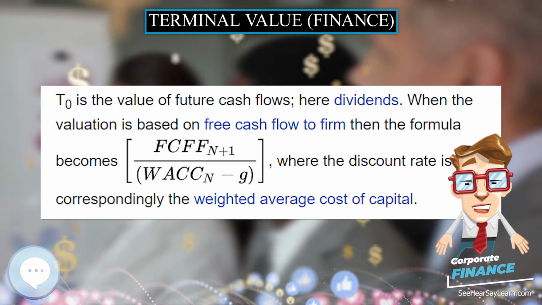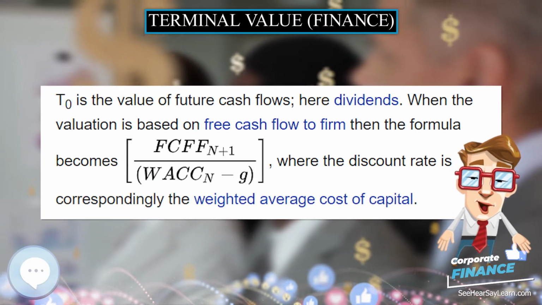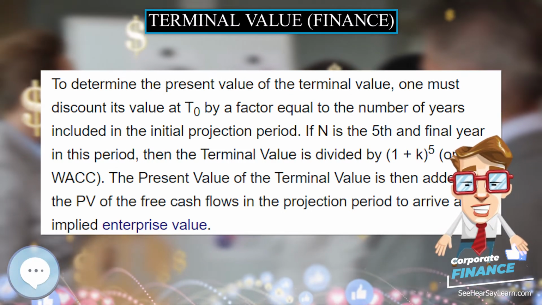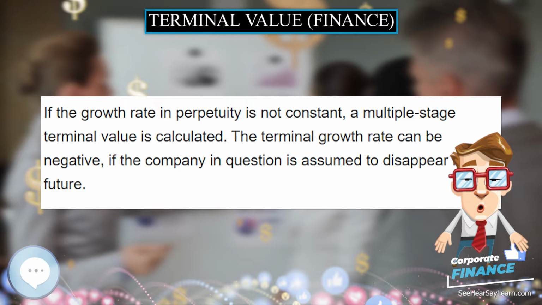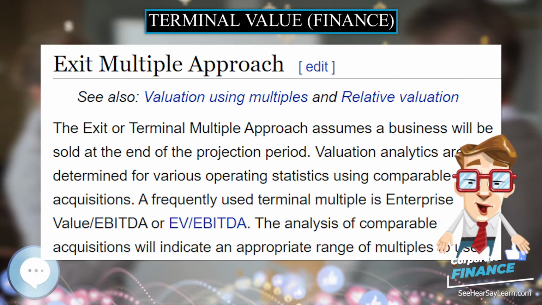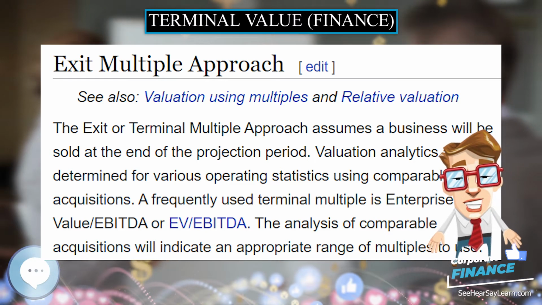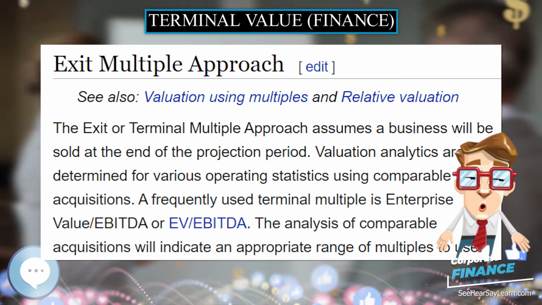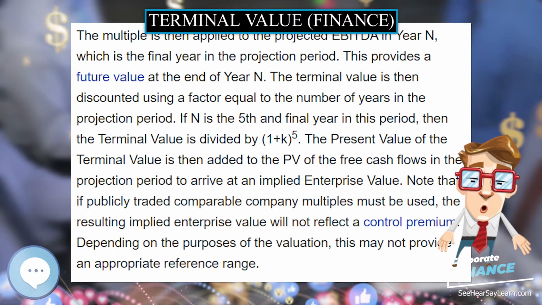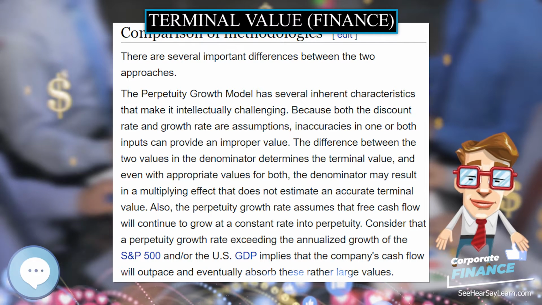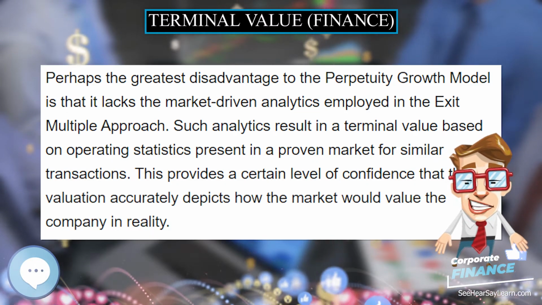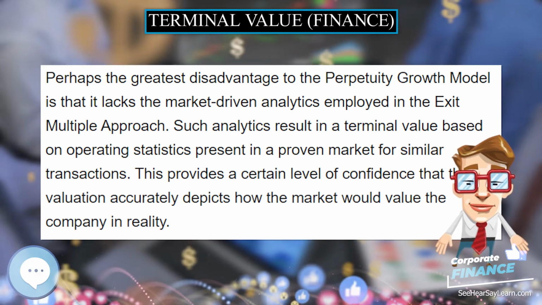Here, the projected free cash flow in the first year beyond the projection horizon, n+1, is used. This value is then divided by the discount rate minus the assumed perpetuity growth rate. See sustainable growth rate from a financial perspective. T0 is the value of future cash flows, here dividends. When the valuation is based on free cash flow to firm, then the formula becomes \left, where the discount rate is correspondingly the weighted average cost of capital.